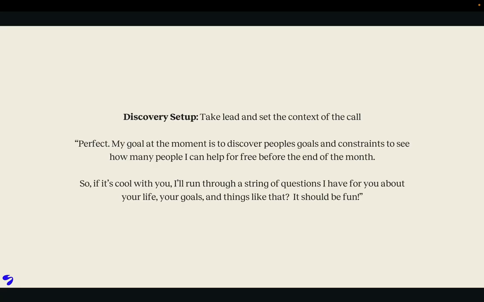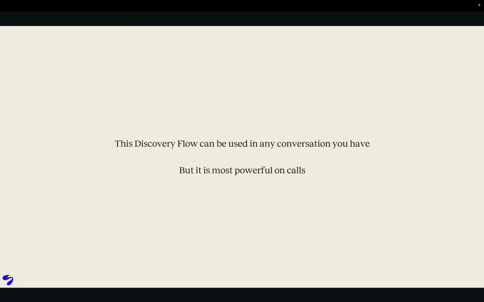You don't need to read this word for word. You just need to take the lead and set the context. This is something that works, so feel free to steal it. And again, this will all be provided to you in a Discovery Flow cheat sheet at the end.